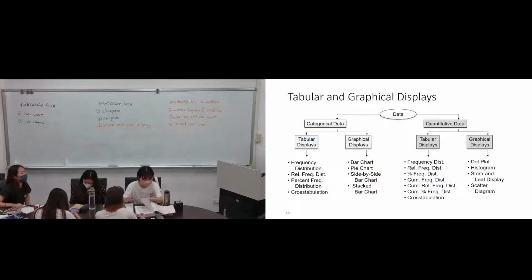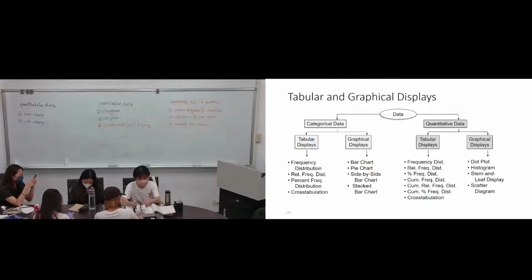So again, there are two types of data. Categorical data, in other words, we also call this qualitative data, and quantitative data. For both data, we use tables and charts. For categorical data, we use bar chart, pie chart, side-by-side bar chart, stacked bar chart. For quantitative data, we use dot plot, histogram, stem and leaf display, scatter diagram.